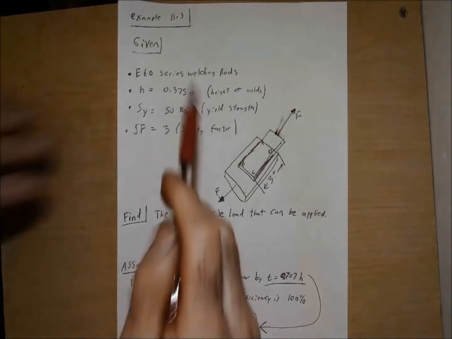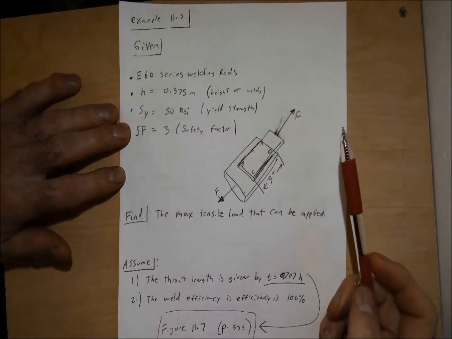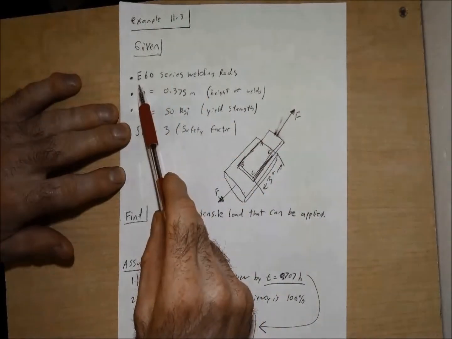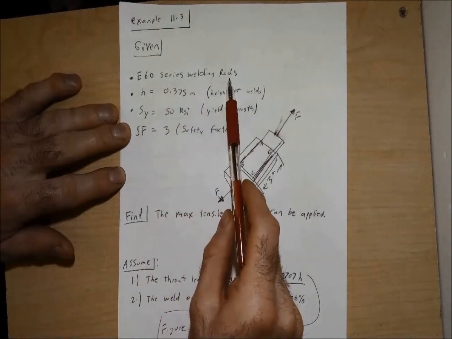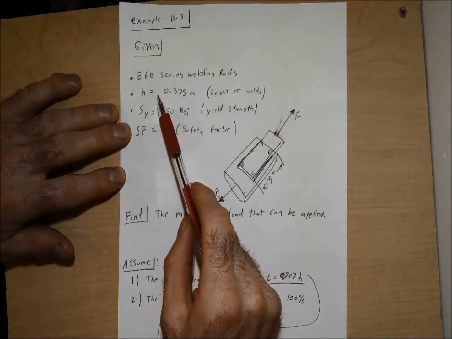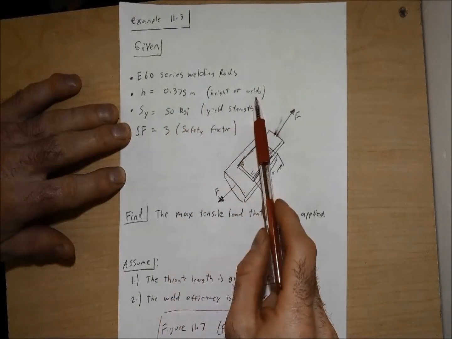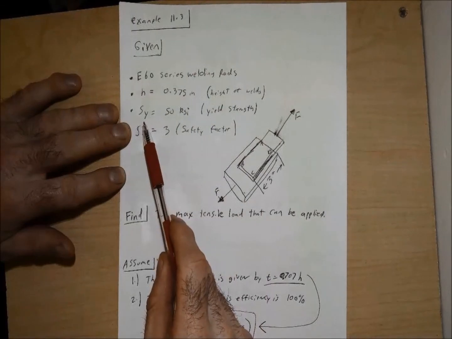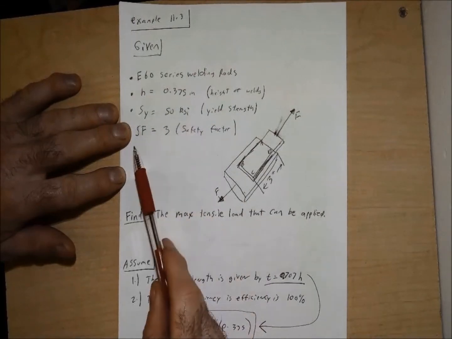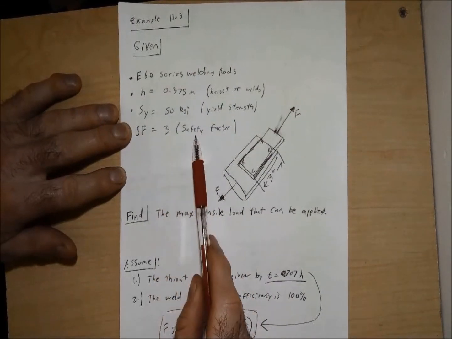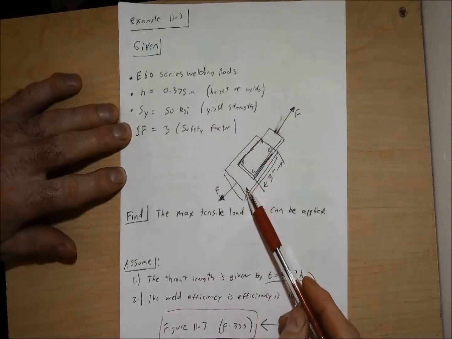So for example, 11.3 here, what do they give us in the problem statement? Well, they tell us that we're using E60 series welding rods. They give us an H value of 0.375 inches, which is the height of the welds. They give us a yield strength of 50 KSI, and they give us a safety factor of 3. And then we redraw our schematic over here.